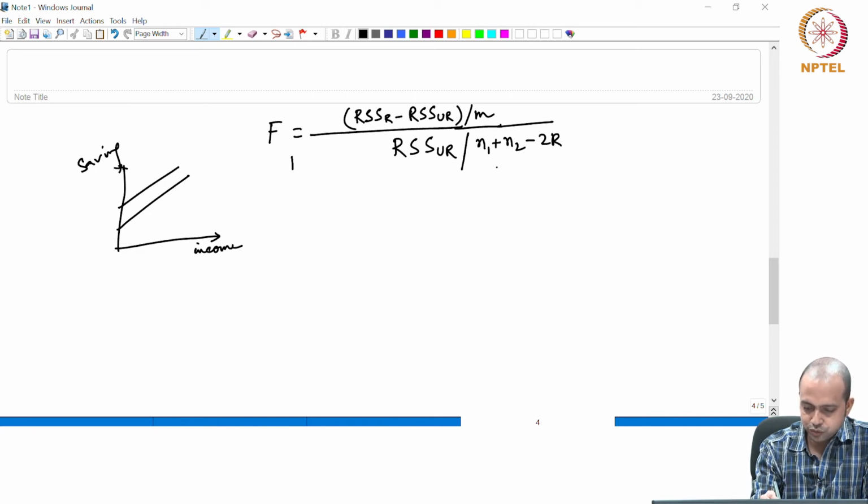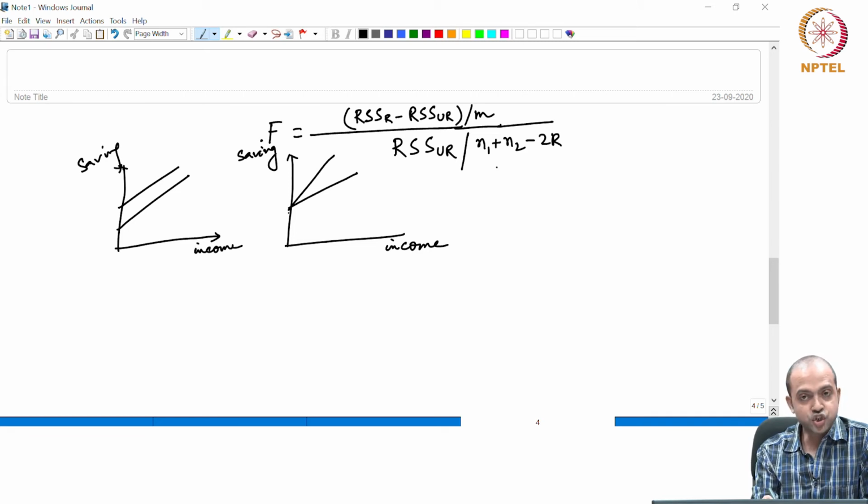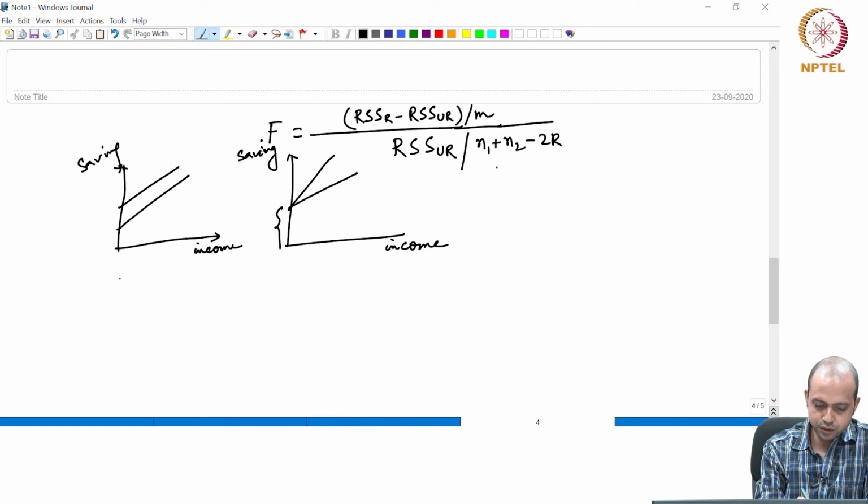Then case 2, income and then saving. So, here what is happening? There is a change in slope, but there is no change in intercept. The intercept remains the same.